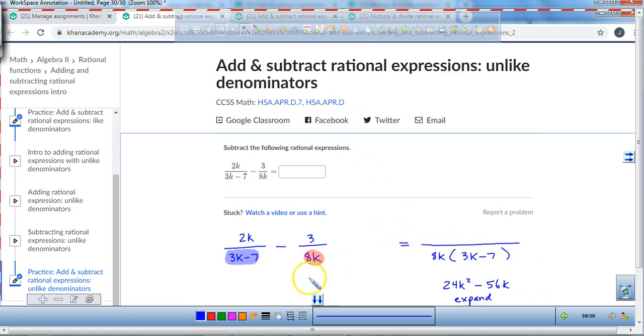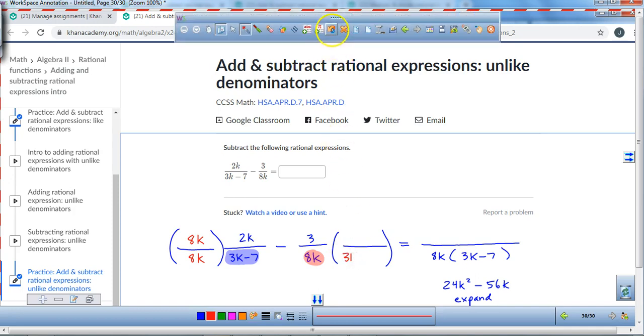All right, let's see what we need here. Looks like over here we need a factor, and over here we need a factor to help get the denominator to be a common denominator. So what's this guy missing? He's missing an 8k. I could sure use another 8k. Don't know about you. All right, let's see here. What is this guy missing? 3k minus 7. I'll put it in blue.